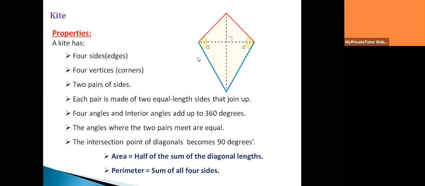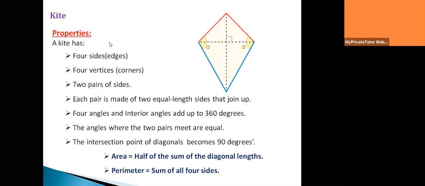And the formula for the kite, to find the area, is half of the product of the diagonals. Let's say the diagonals are A and B, so you need to multiply those A and B and divide by two. We'll try some questions if I have time.